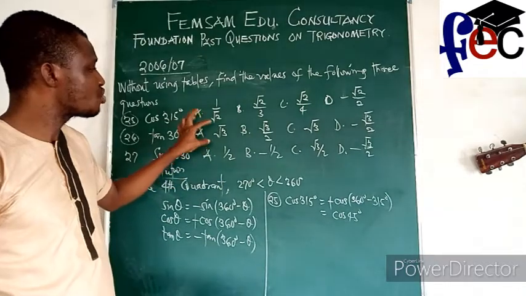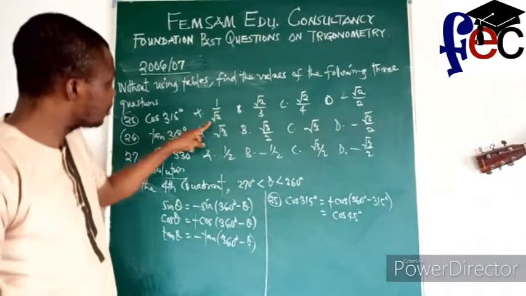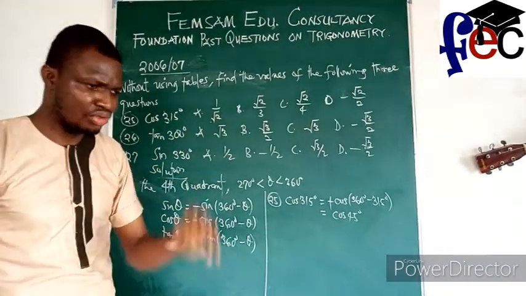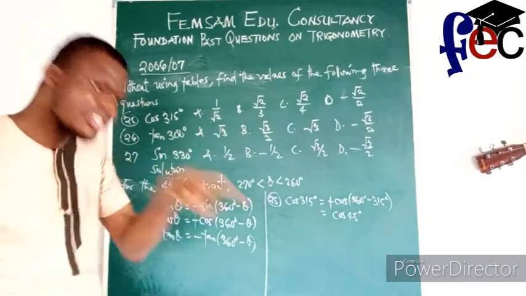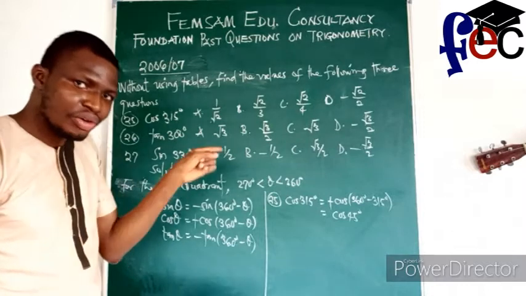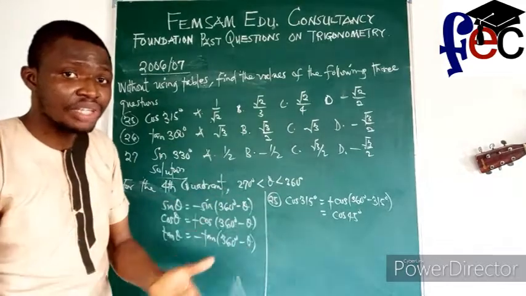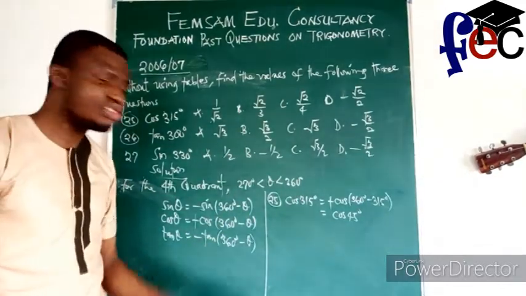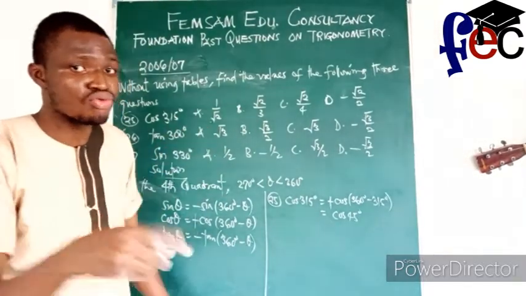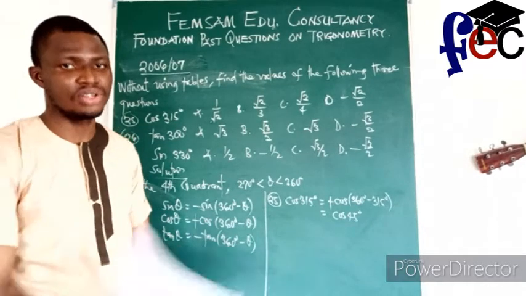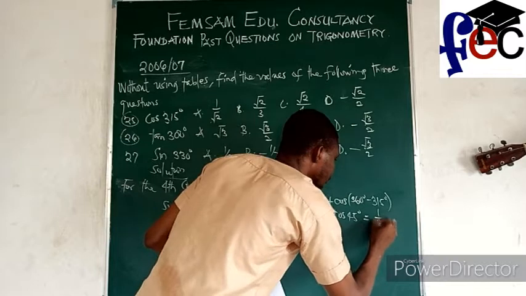Sometimes they can decide to rationalize the denominator so that the denominator is a rational number, not irrational as it is. To rationalize it, multiply the numerator and the denominator by the conjugate of the denominator. The conjugate of that root 2 is also root 2. By the time you multiply, you will get root 2 over 2. That shows that cos 45 degree is the same thing as 1 over root 2, or root 2 over 2 if the denominator is rationalized. So this will be 1 over root 2, and that's option A.